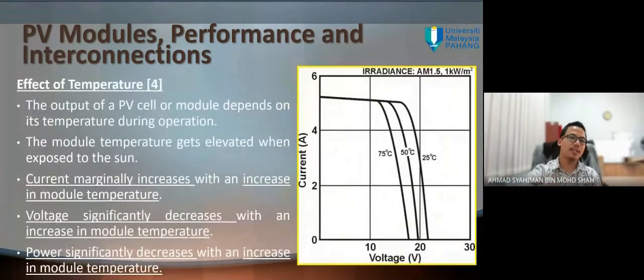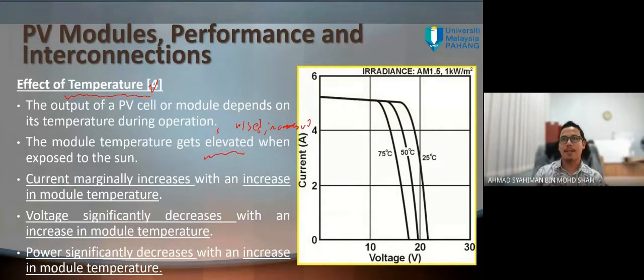Next factor is the temperature. Okay, the effect of the temperature. The output of the cell or module depends on its temperature during operation. The module temperature gets elevated when exposed to the sun. Elevated means rise. Okay, rise, increase is also possible. When exposed to the sun, it's logical.